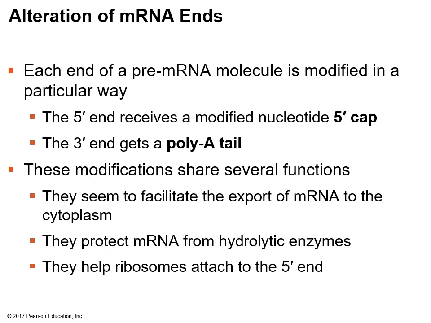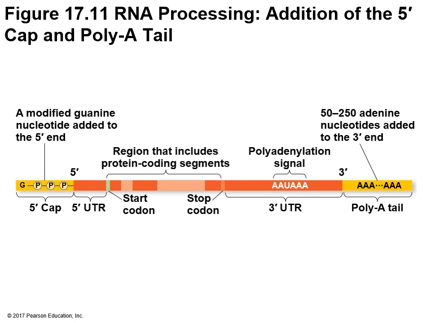The 5' end is going to receive the 5' cap, and the 3' end of the pre-mRNA receives the poly A tail. Again, these modifications share several functions. They seem to facilitate the export of mRNA to the cytoplasm from the nucleus, and they also protect the mRNA from hydrolytic enzymes in the cytoplasm, allowing the mRNA to survive better in the cytoplasm. They also help ribosomes attach to the 5' end of the mRNA. So here we see the 5' cap and the poly A tail attached to the 5' and 3' ends of the pre-mRNA.